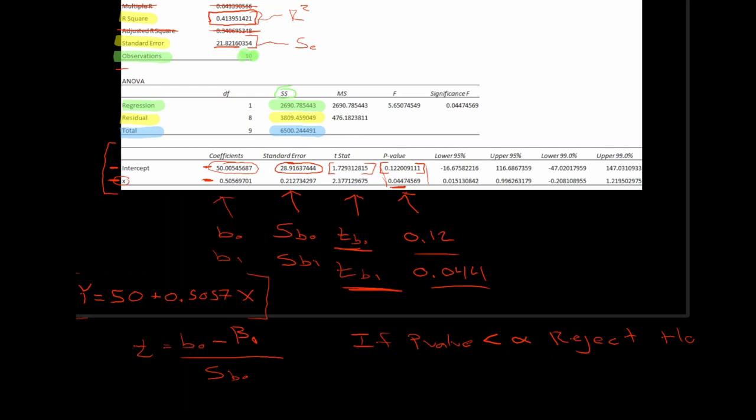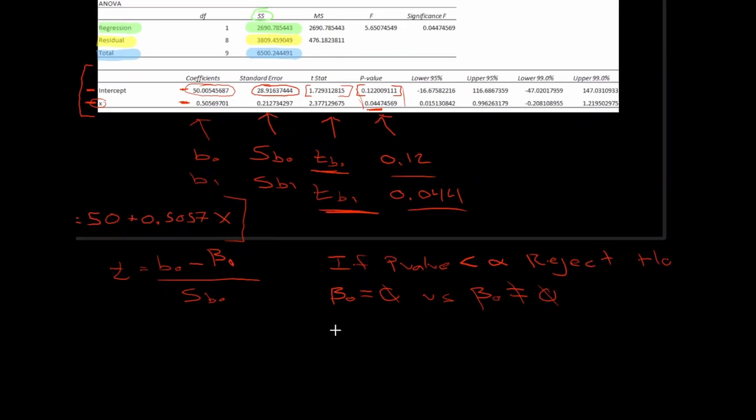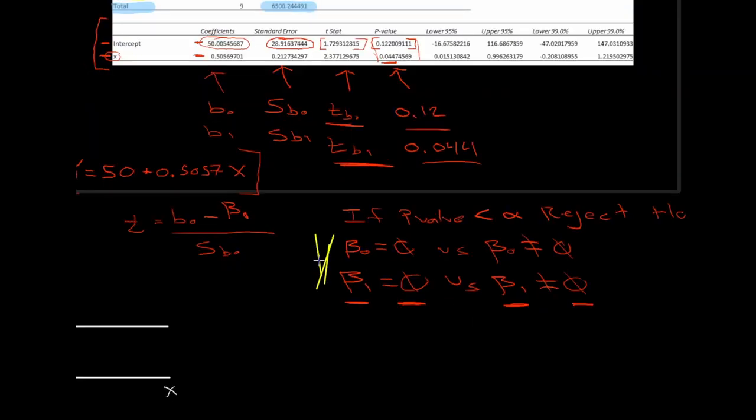So typically, like 9 times out of 10, the null that we're testing is beta naught equal to 0 versus is beta naught not equal to 0, right? Because we want to know, hey, is our vertical intercept actually a significant value, or is it essentially just passing through the origin? Similarly, just scroll down a little bit. Our typical question would be beta 1 equal to 0 versus beta 1 not equal to 0. So typically, these are the hypothesis tests that we conduct.